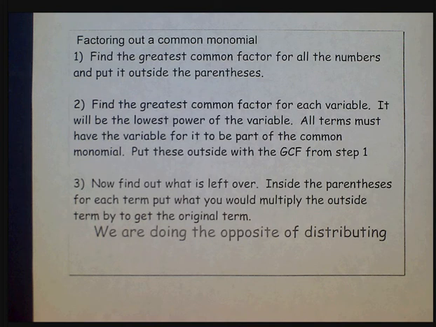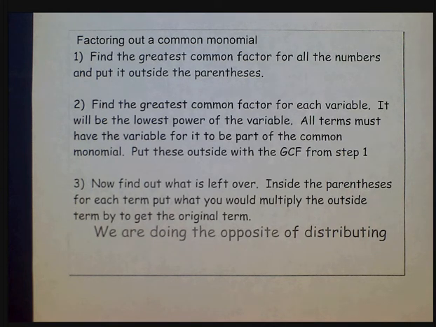Next, you find the greatest common factor for each variable. It will be the lowest power of the variable. All terms must have the variable for it to be part of the common monomial. Put these outside with your GCF that you found from step 1.